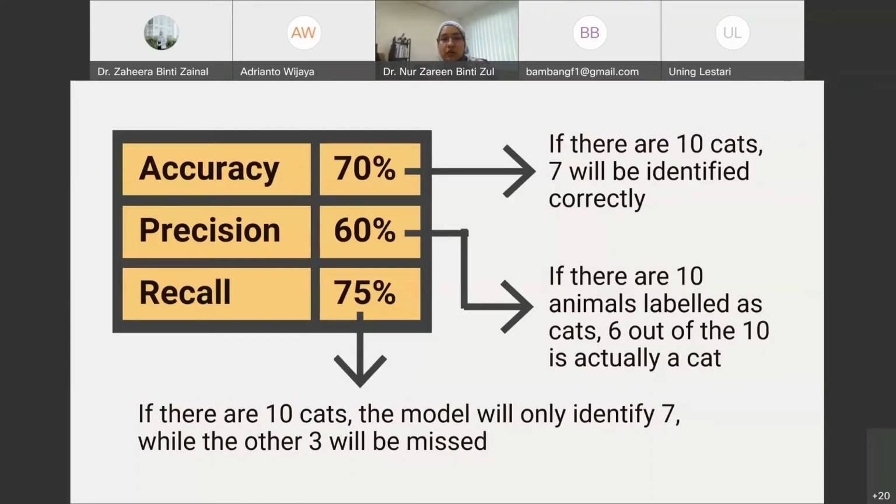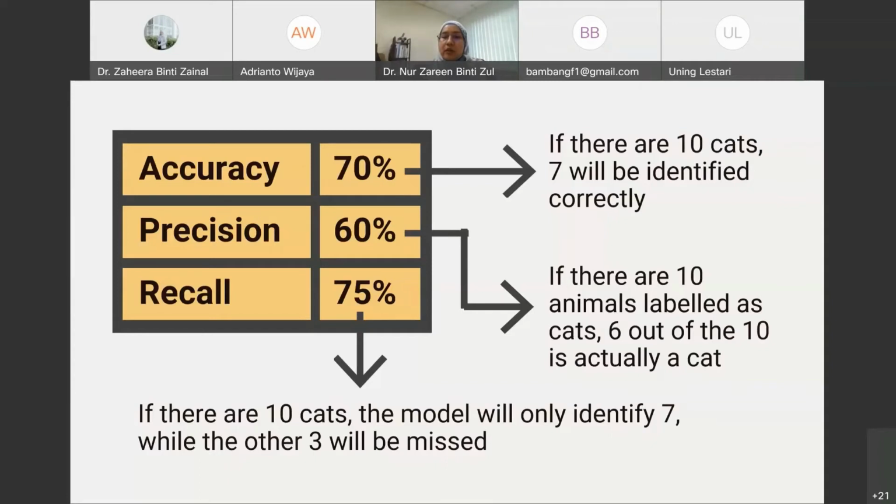And finally, recall. So recall 75%, meaning that if there are 10 cats, the model can only identify 7. Okay, so the other 3 will be missed, right? So again, recall would be if you have 10 cats, the model will only identify 7 and it will miss the other 3.